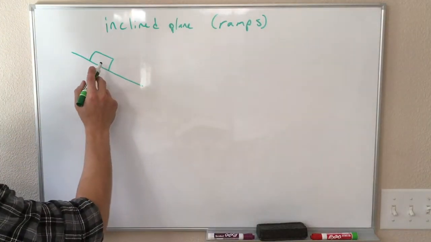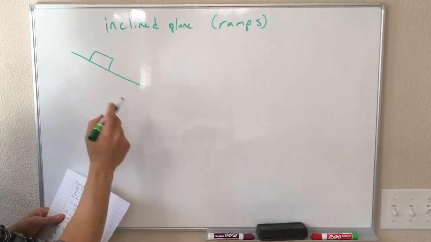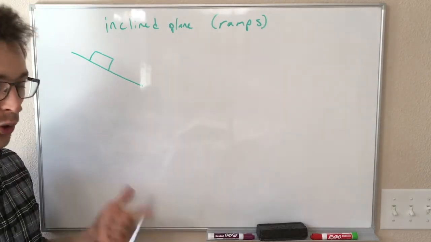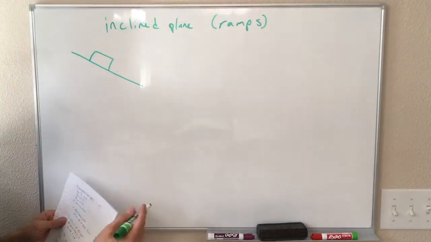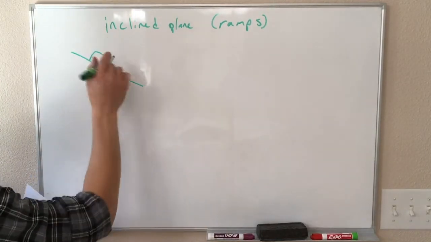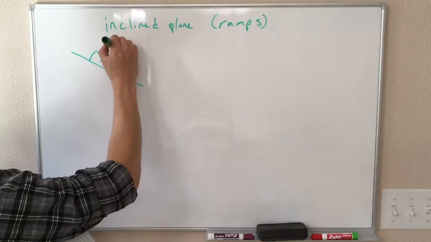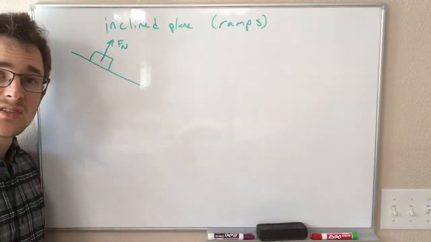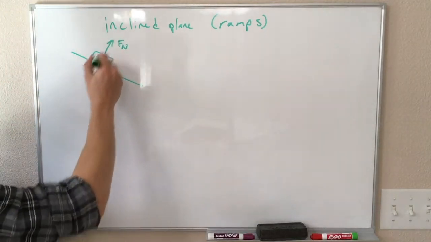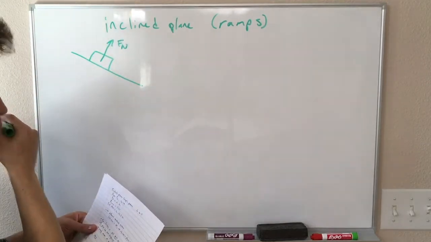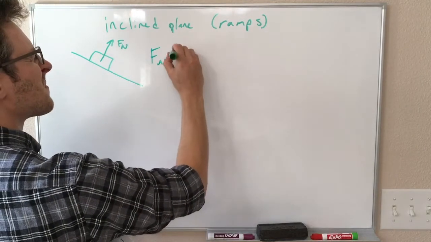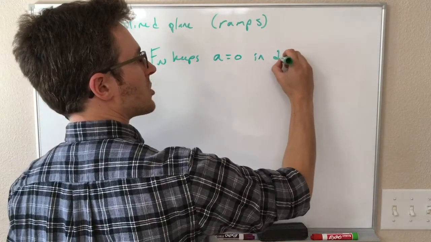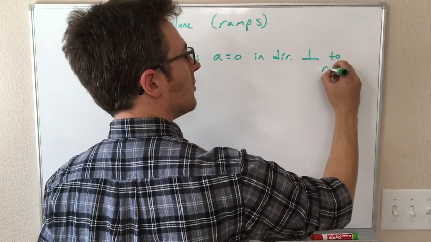If we look at the forces on this block, we know that there is going to be at least gravity on it and a normal force on it, right? The normal force we know is going to be perpendicular away from the ramp, so it's going to be in this direction. And we know the normal force is as big as it needs to be to keep the acceleration perpendicular to the ramp 0, right? The normal force keeps a equals 0 in the direction perpendicular to the ramp.